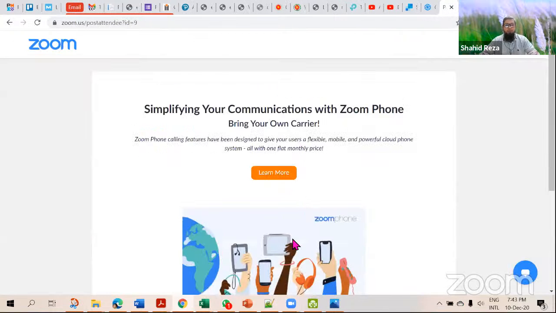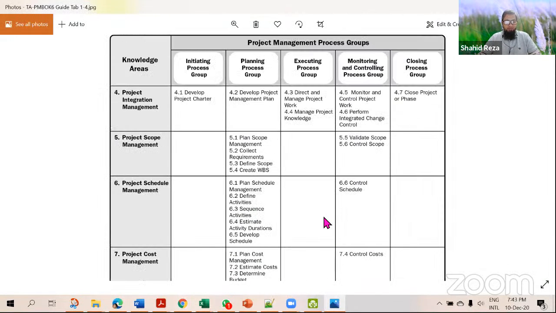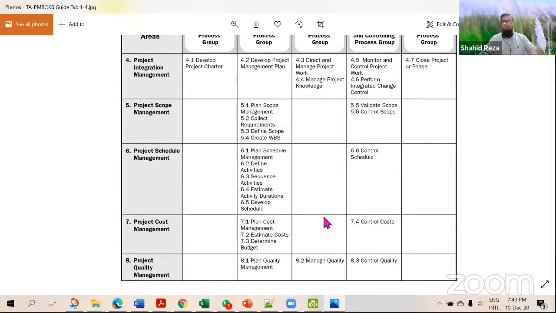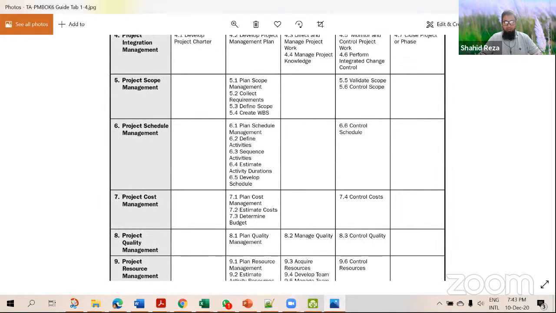Okay, so this is the table, right? This is the core of PMBOK, and there are 49 processes. Today we will start chapter number 7. If you can see, there are actually only 4 processes, right? So far in every chapter we have seen a lot of processes.